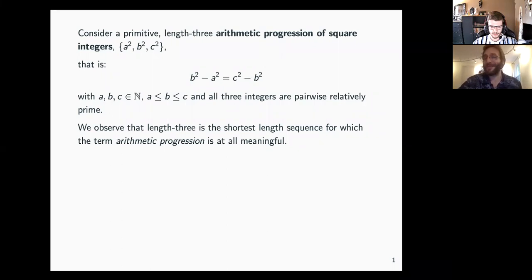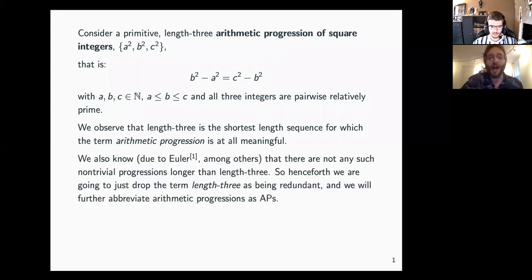We observe that length 3 is the shortest length sequence for which the term arithmetic progression actually means something, because if you only have one term, then it's an arithmetic progression no matter what the term is. And if you have two, the same is true. So you need at least 3 to call something an arithmetic progression. But we also know, due to Euler, among others, that there aren't any non-trivial primitive arithmetic progressions of squares that go beyond 3. So I'm just going to drop length 3 and say primitive arithmetic progressions of squares, or if I get lazy, just arithmetic progressions. I won't be talking about any other arithmetic progressions in this talk.